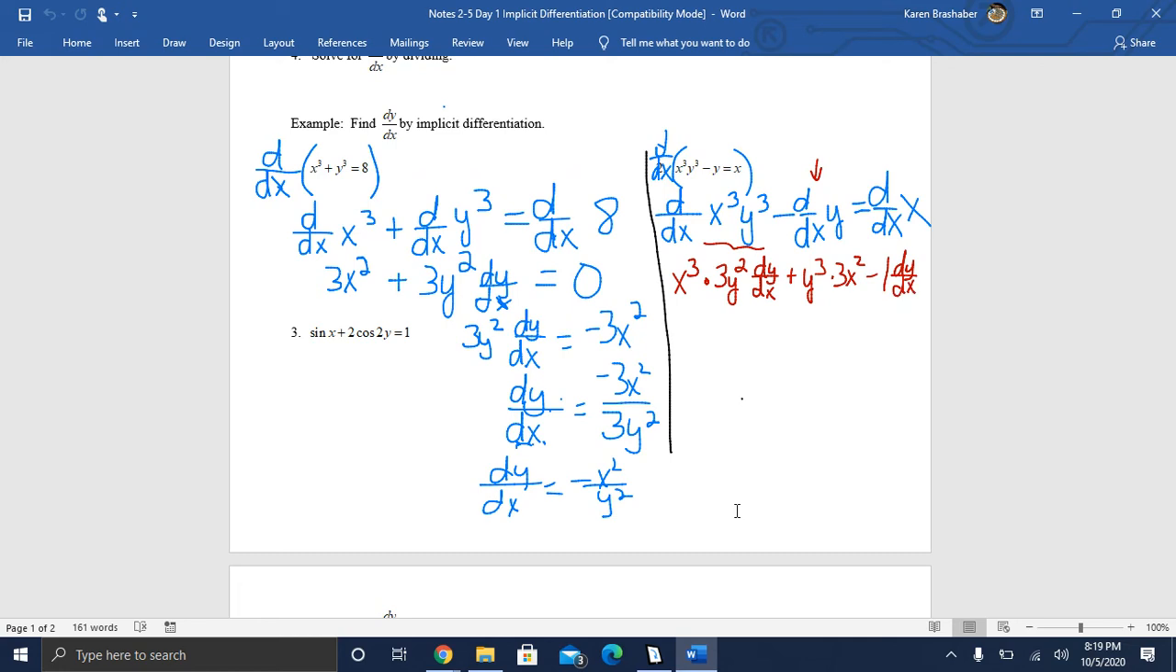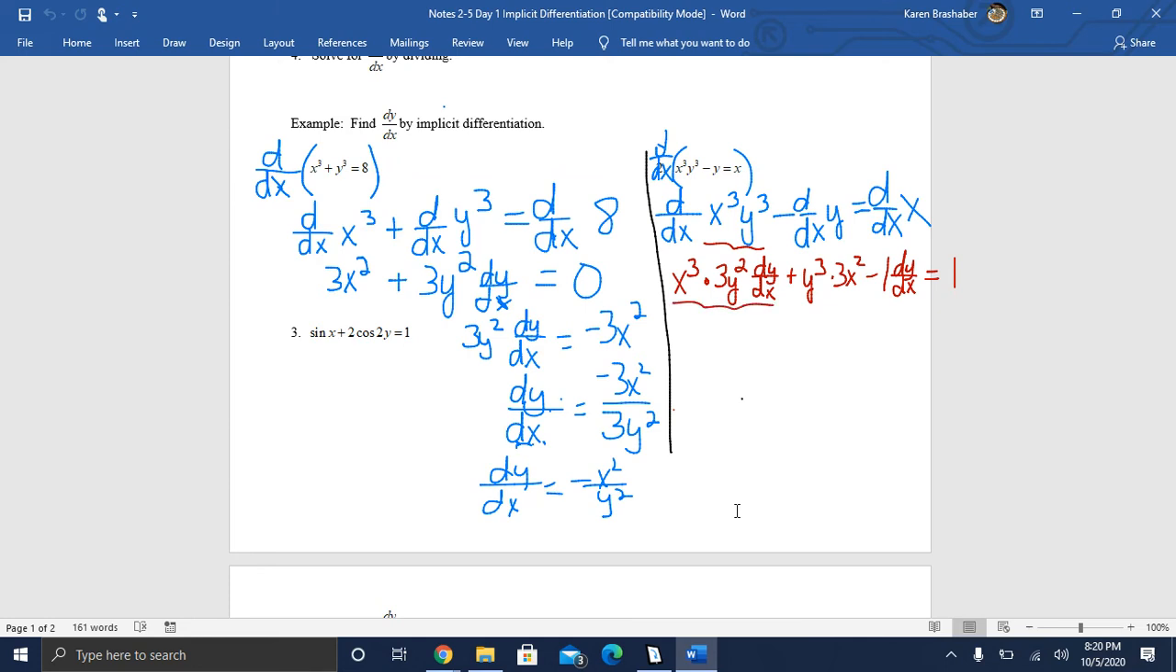And then we'll move on to after the equal sign, and we'll be doing the derivative of x with respect to x, and that is a 1. So now our job is to do the algebra so that we get dy dx by itself. So if you look in your list of instructions, you want to basically collect all the dy dx terms on the left and everything else on the right side of the equal sign.